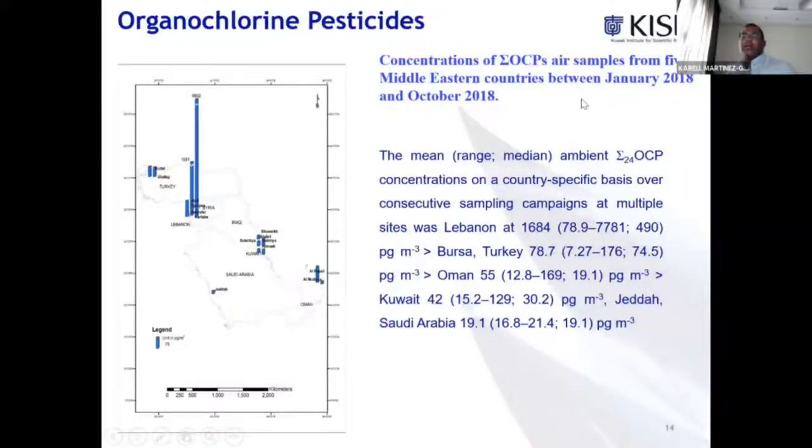the mean range of the sum of these 24 OCPs, I mean, the highest concentrations were found in Lebanon. You see the data. Then Turkey, Oman, and Kuwait, and finally Saudi Arabia. There are these sites in Lebanon where there are really high concentrations of lindanes. I think that we discussed with them at some point in a previous workshop, and they say that they have a hotspot in the area where we collected these samples.